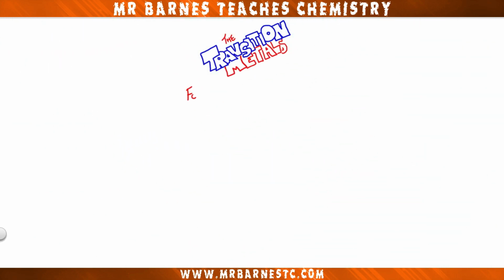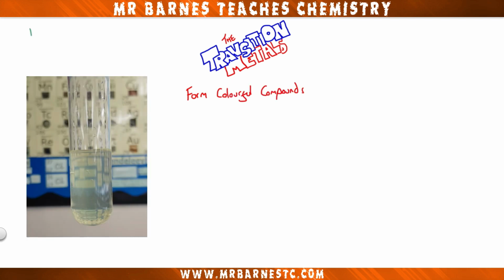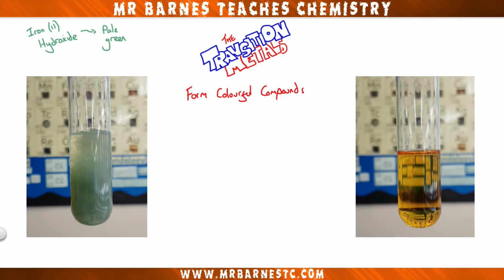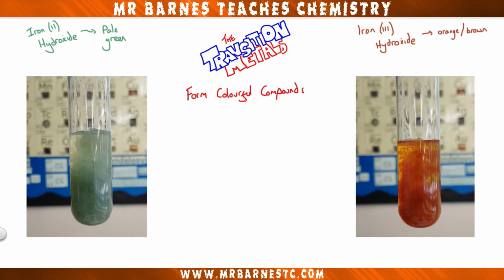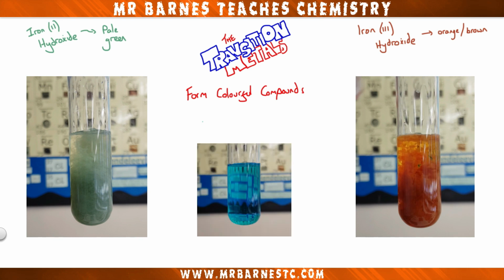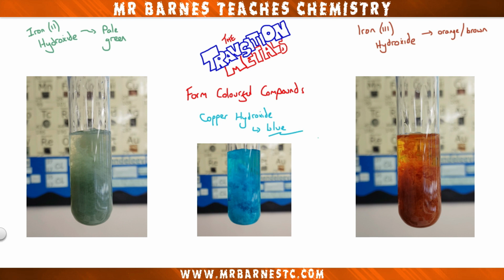One of the other properties that makes transition metals different to normal metals is that they form coloured compounds. A few examples of this are iron 2 hydroxide, which forms a pale green precipitate, as you can see here. You have iron 3 hydroxide, which makes an orangey brown precipitate, as you can see. And finally, copper hydroxide, which forms a blue precipitate, as you can see here.